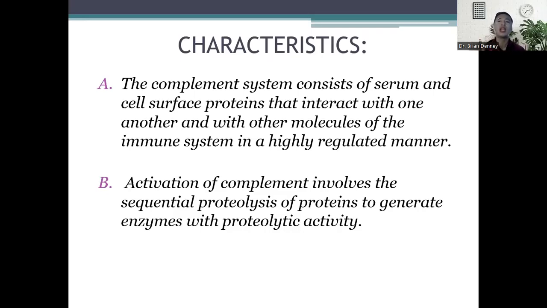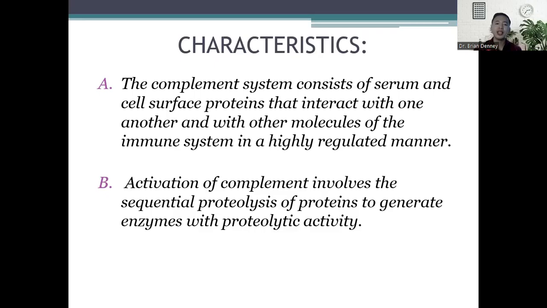Activation or activity of each complement protein is highly regulated in a sense that it follows a sequential manner. So I want to direct your attention to letter B. It involves now the sequential proteolysis of proteins to generate enzymes with proteolytic activity. All right, so let's level up. Let's increase the difficulty of this discussion now. I'm getting more hyped now. I'm getting more excited to break down these terms for you guys.